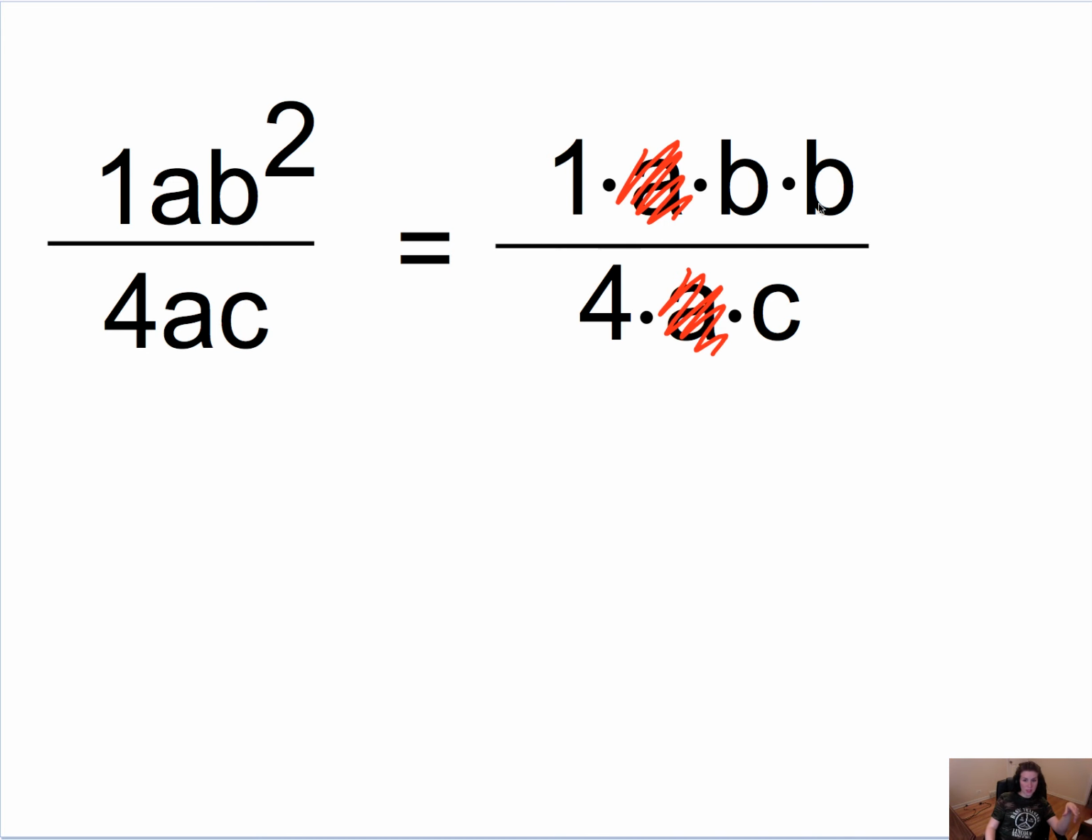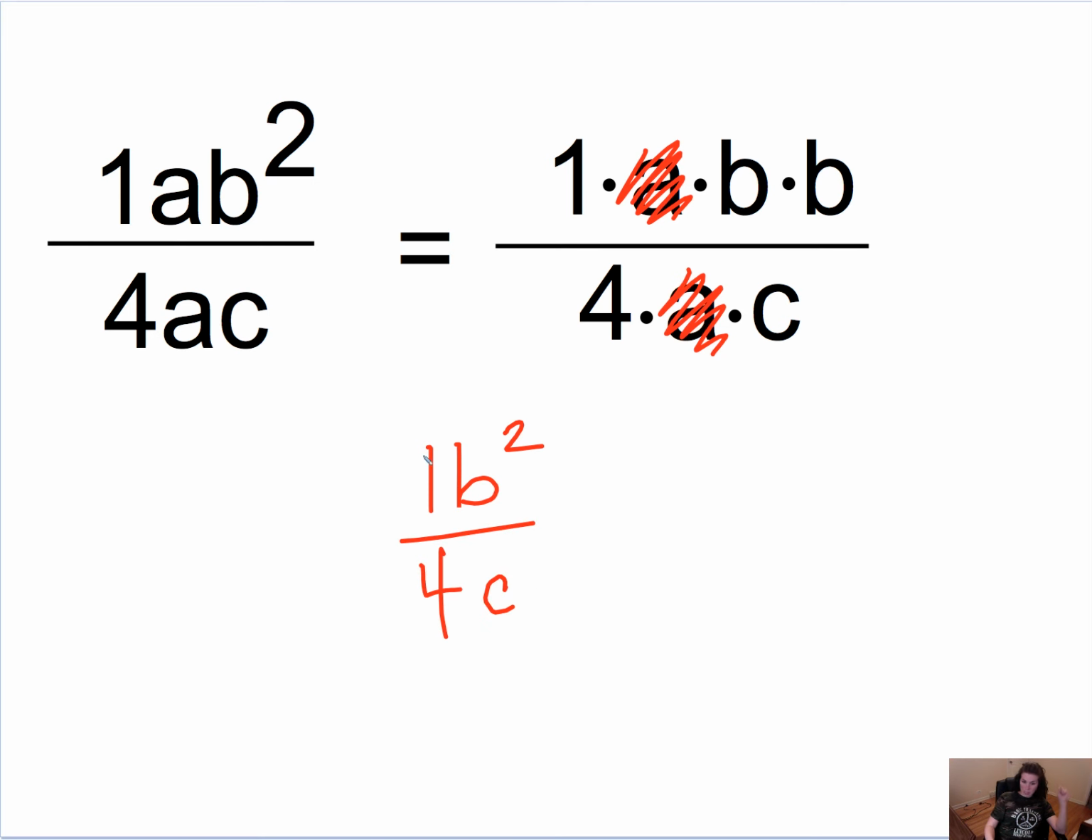I only have b's in the numerator, so that can't cancel with anything in the denominator, and I only have a c in the denominator, so that cannot cancel with anything in the numerator. So I'm done. So I need to write this out now using exponents. So I could write 1 times b, and how many b's do we have? 2, so it's b squared over 4c.